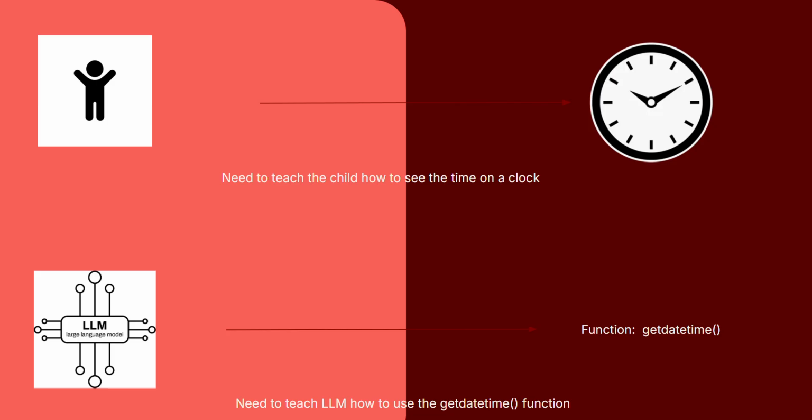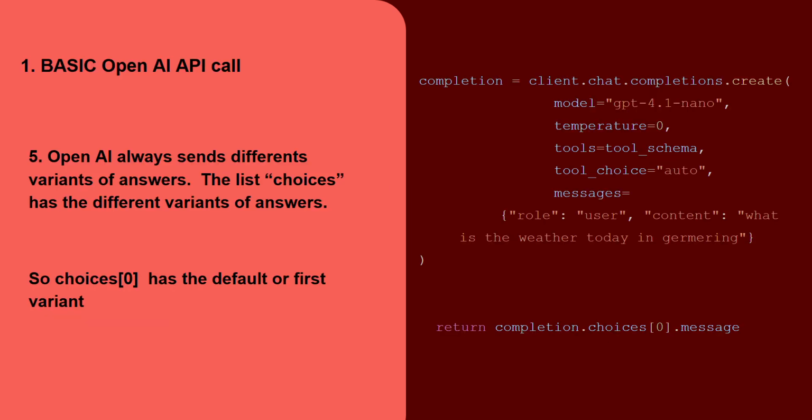So, in this aspect, if you want the LLM to use that function and give you a specific response, you will have to teach this LLM how to use this function. And in today's session, we will try to understand how we can train the LLM, or teach the LLM, how to use this function. Okay. So before we go there, let us try to understand the very basic idea of how an OpenAI API call works. So this will help us understand how we can use the tool calling functionality.